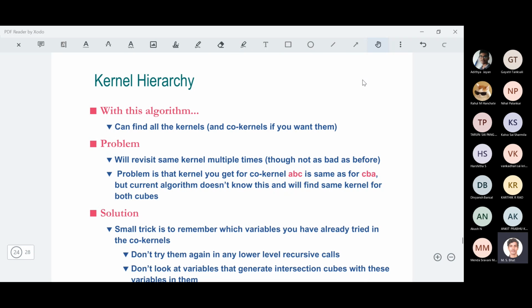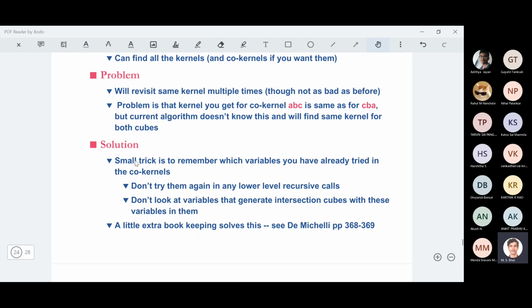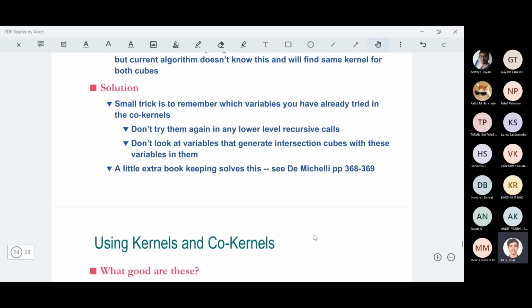So therefore, with our kernel hierarchy algorithm, we can find all the kernels and co-kernels, if you want them. The problem is we will revisit the same kernel multiple times, though not as bad as before. The solution is a small trick: remember which variables you have already tried as co-kernels. If you have already tried some variables as co-kernels, then don't try them again in any lower level of recursive calls. So that is how.